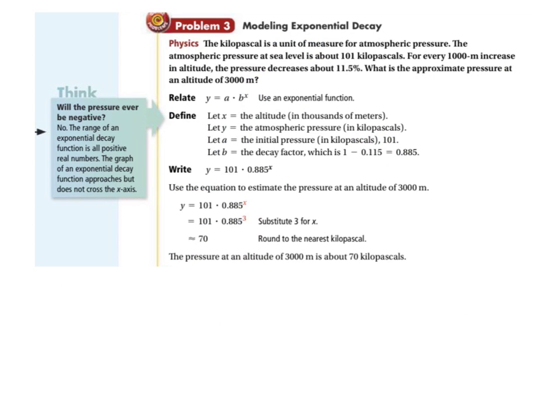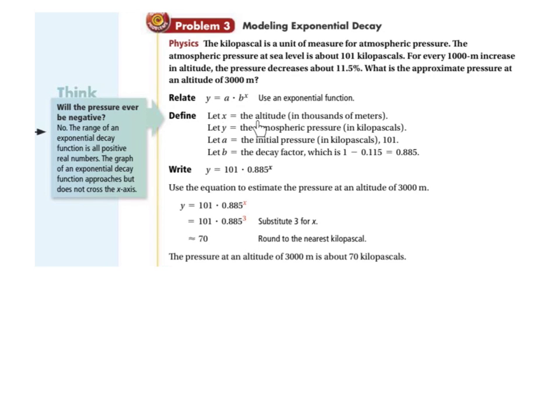So moving on to decay, again, a lot like growth, except that B, that base, is going to be 1 minus the percent of decay. I do apologize, not growth, since it's a decay model. Same formula, though. The kilopascal, again, we talked about that unit of measure for atmospheric pressure. The atmospheric pressure at sea level is about 101 kilopascals. For every 1,000 meters that you go up in altitude, the pressure decreases about 11.5%. What is the approximate pressure at an altitude of 3,000 meters?